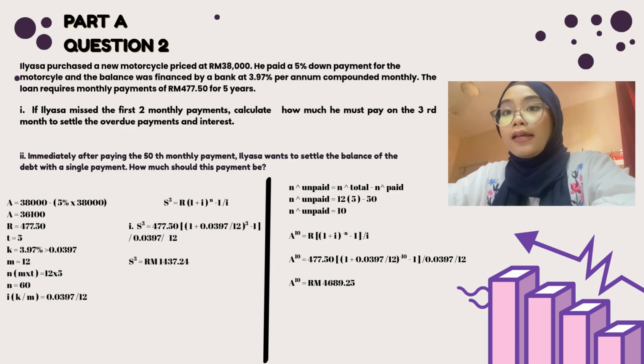A superscript negative n equals R multiplied by bracket 1 plus I power negative n minus 1 all divided by I. Substitute the values. R equals 477.50, I equals 0.0397 divided by 12 and n equals 10 unpaid months. So the formula becomes A superscript 10 equals 477.50 multiplied by bracket 1 plus 0.0397 divided by 12 power negative 10 minus 1 all over 0.0397 divided by 12. When we calculate step by step, we get A superscript 10 equals RM 4,689 ringgit and 25 cents.